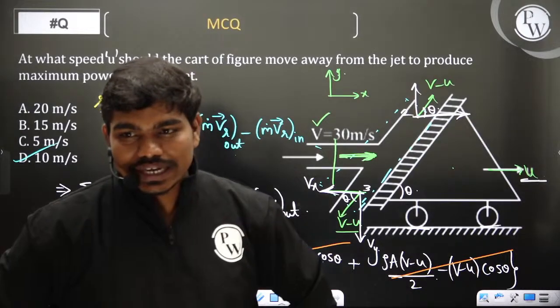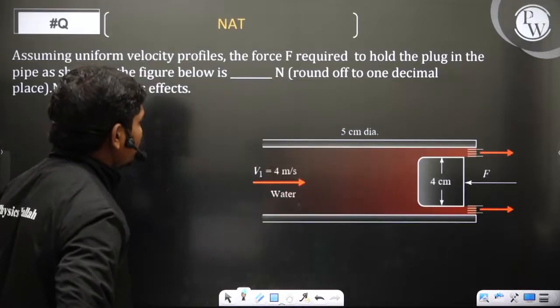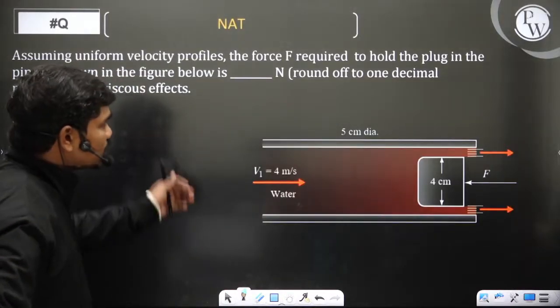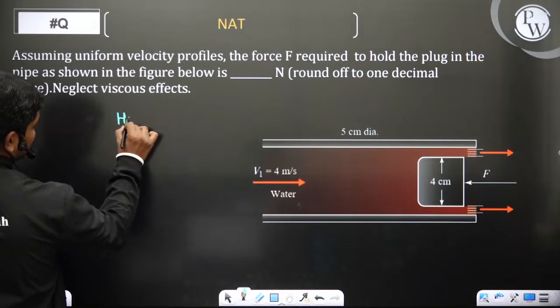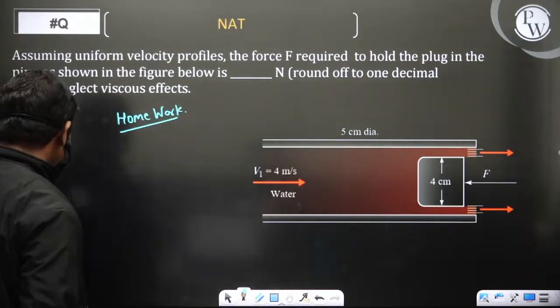Guys, before going, I would like to make a small announcement. This question is also a good question. I'll give you this as homework, so please try this as homework. This can be solved using the linear momentum equation.